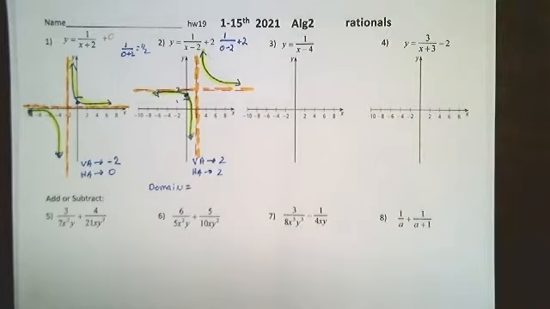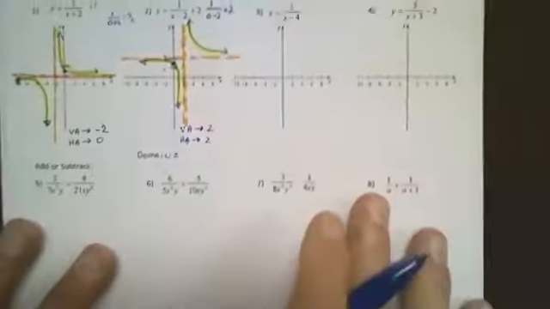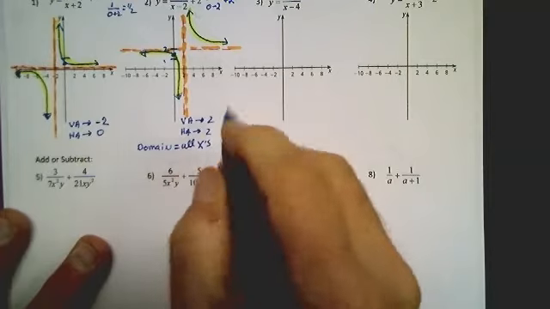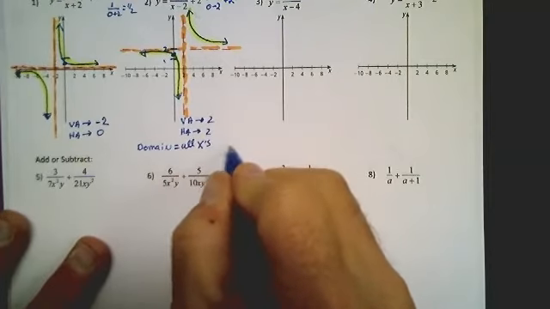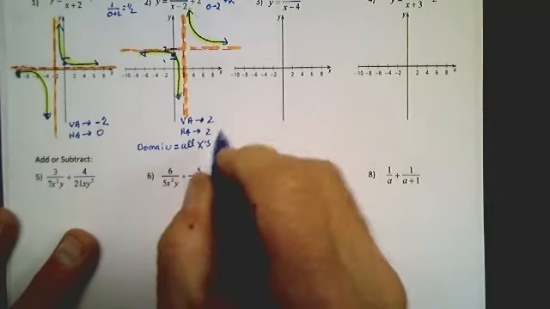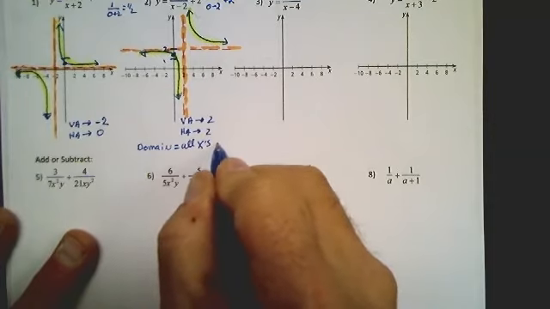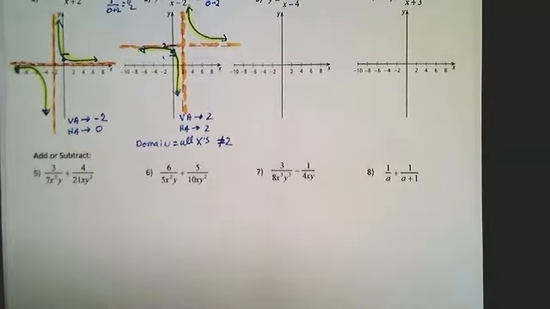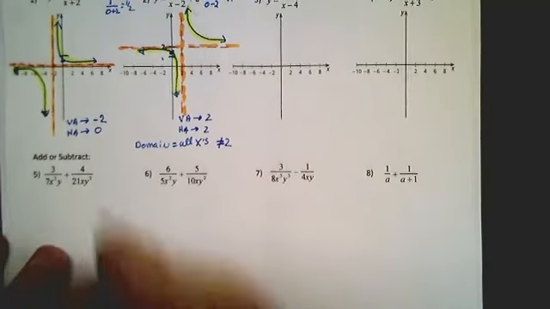You can't put in 2. 2 minus 2 is 0. You cannot divide by 0. So we toss 2 out. The domain, you would say, all x's except 2. All x's except, let's just go equal with a slash through it. All x's except 2. That's what that means.